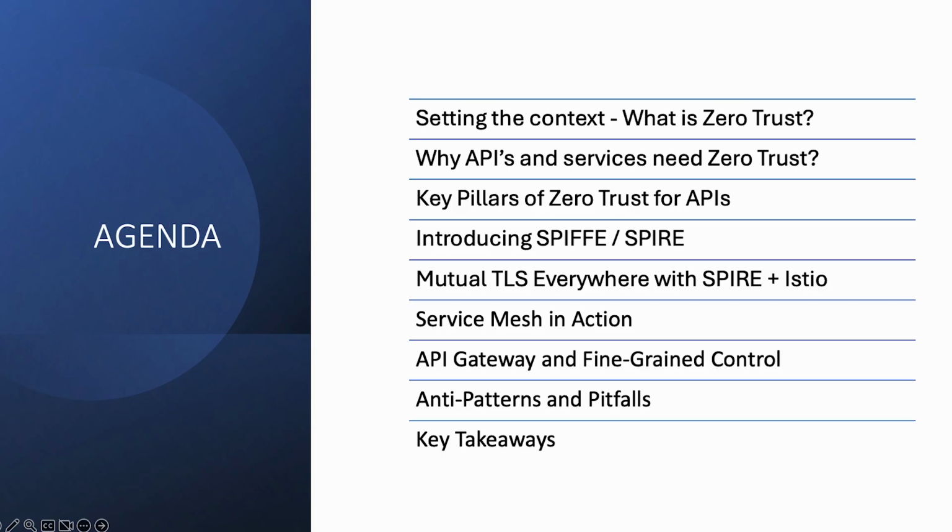All right. So from an agenda perspective, we're going to spend the first few minutes defining what zero trust is, which some of you might already be aware of. Then we're going to talk about why we need zero trust at the API layer and what the key pillars of zero trust are. Then we're going to talk about some standards that help us implement zero trust, like SPIFFE and SPIRE. That's going to be followed by a quick demo where we're going to use Istio and a few other tools to ensure there's mutual TLS everywhere, and we're going to actually see the service mesh in action. And we're probably going to talk about some anti-patterns and best practices.